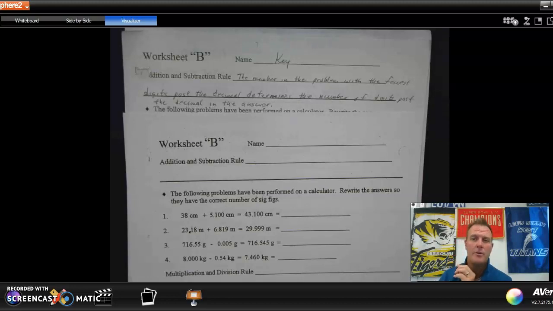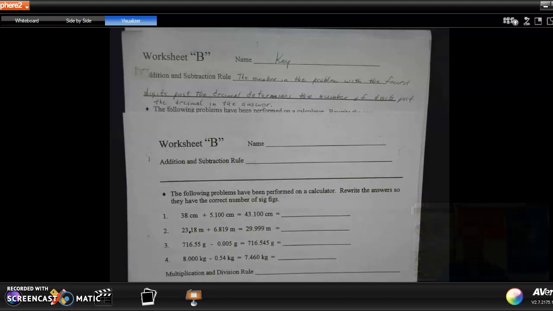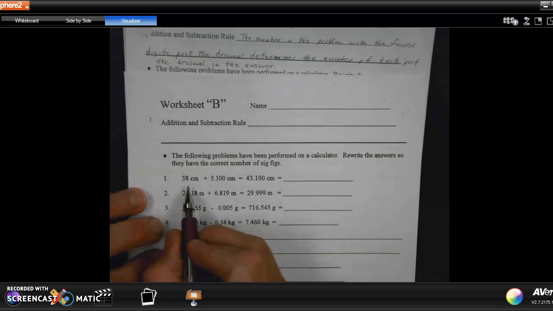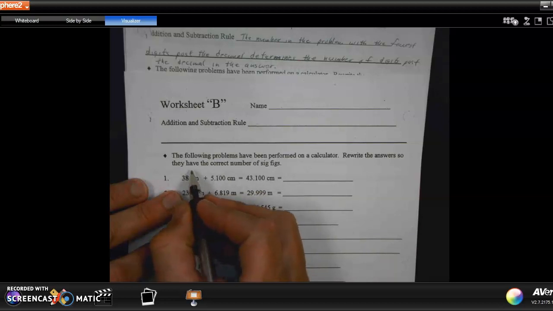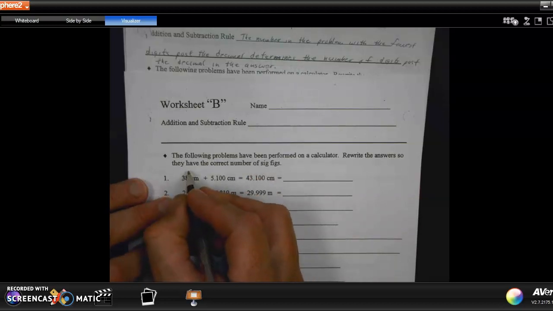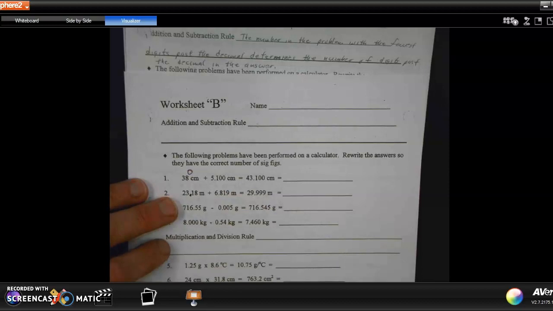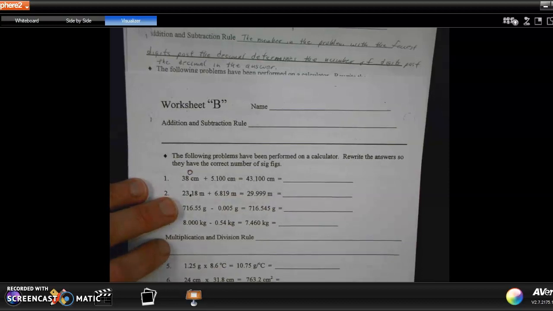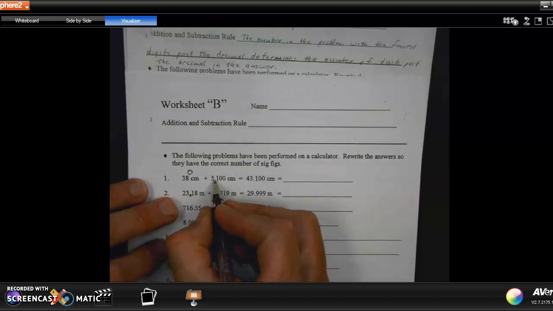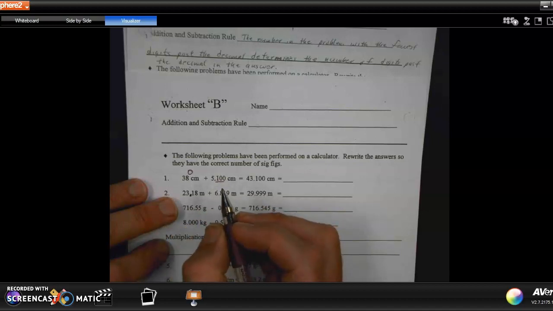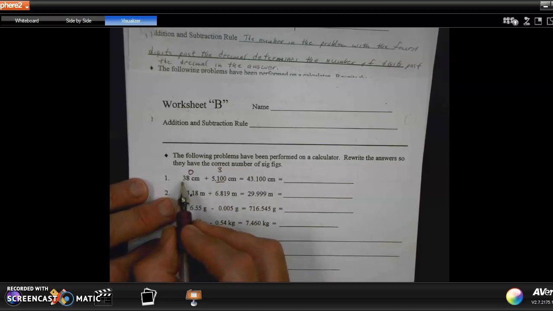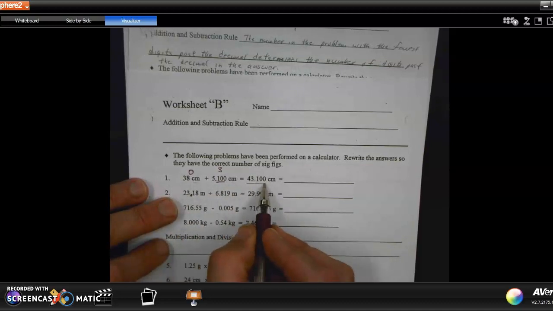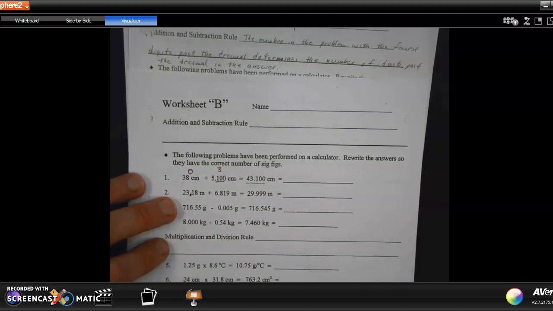Okay, so if you look here, 38. How many places past the decimal does 38 have? Well, folks, there's no decimal. So 0 places past. Here's the decimal. How many places past the decimal do you have here? You have 3. So your answer, when you type this on the calculator, that's what you're going to get, 43.100.